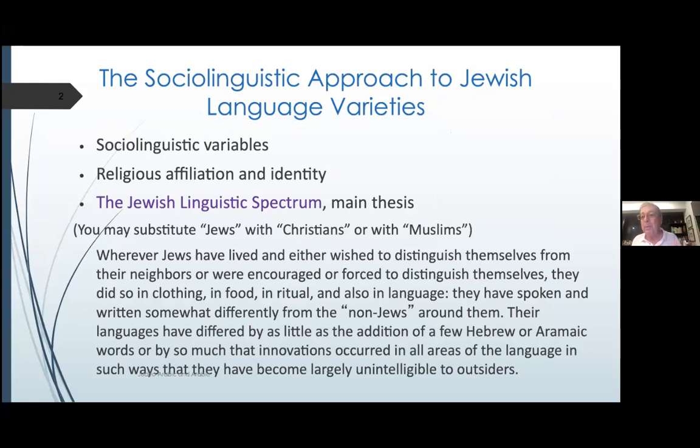We know that young people speak differently than older people. We know that women might speak differently than men. We know that people in London might speak differently than people in Atlanta, Georgia. So we know that these are sociolinguistic variables. Only in the last 20, maybe 30, not even 30, maybe 20 years, we've started talking about religious affiliation and identity as a sociolinguistic variable.